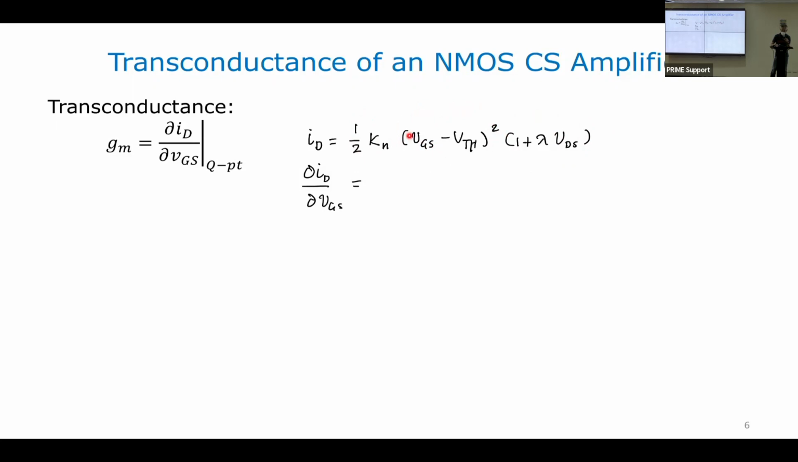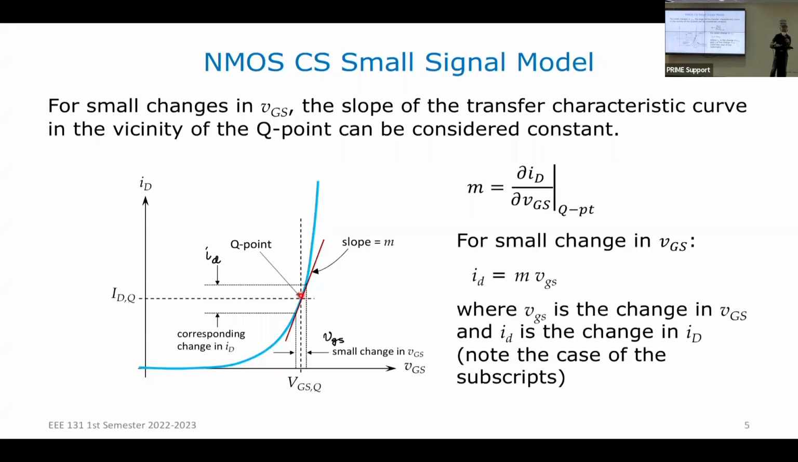What is the derivative of this? VGS minus VTH squared. Ano yun? Okay, 2 times VGS minus VTH. So I have 1/2 Kn 2 VGS minus VTH, then 1 plus lambda VDS. Okay, and I evaluate this. This has to be evaluated at my Q point. We're evaluating that at this point, at the Q point, because I need the tangent line at that Q point.